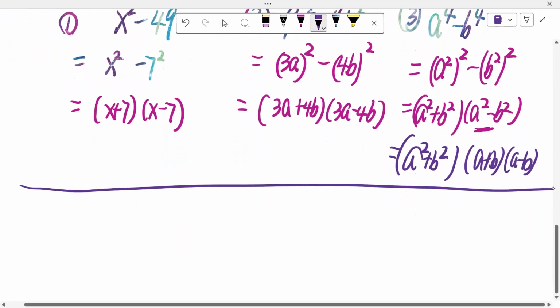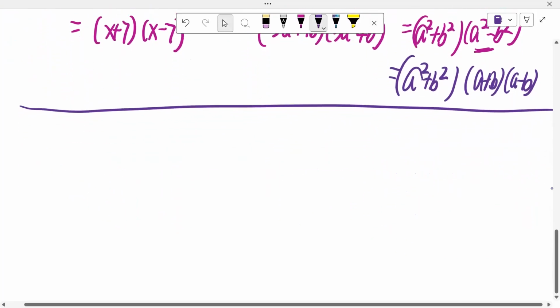And now let's take a look at the second type. It's called a perfect square. How to factor the perfect square.